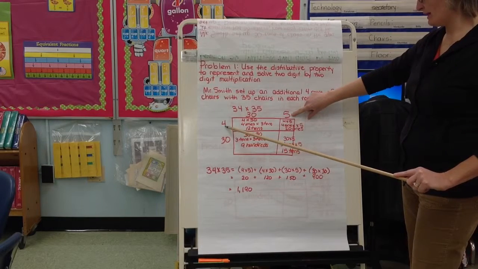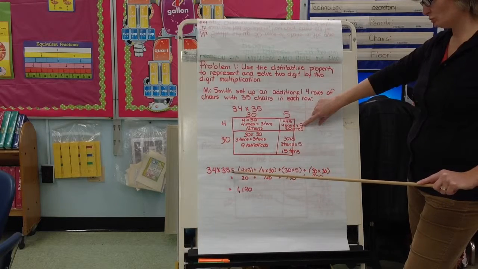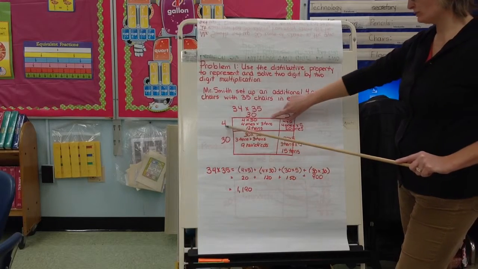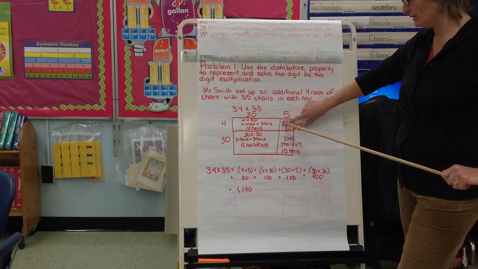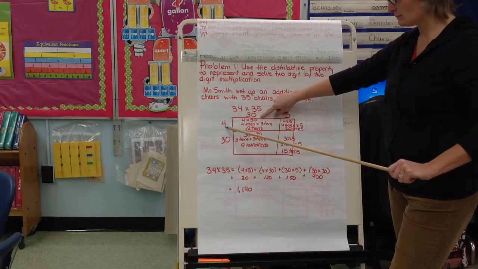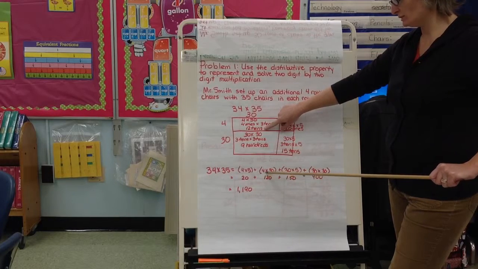4 times 5, that's 4 ones times 5, that gives us 20 ones, which we have right here. I've got it broken down in the distributive model. Now we are going to take 4 times 30. So we're going to start here. We're going to go here, 4 times 30. That's 4 ones times 3 tens. That gives us 12 tens. 4 times 30 is 12 tens, or 120.